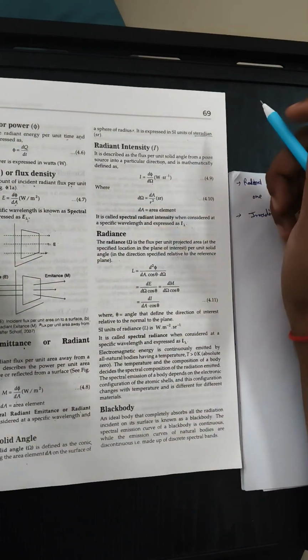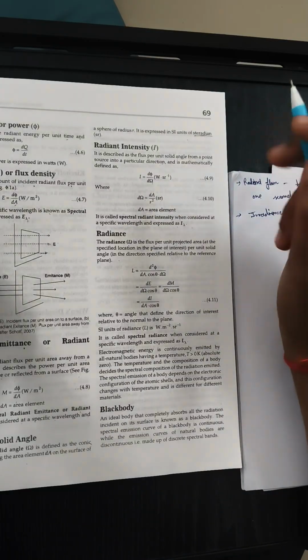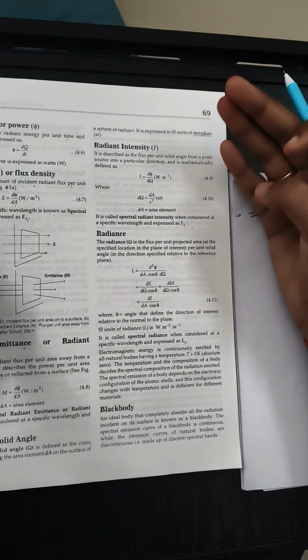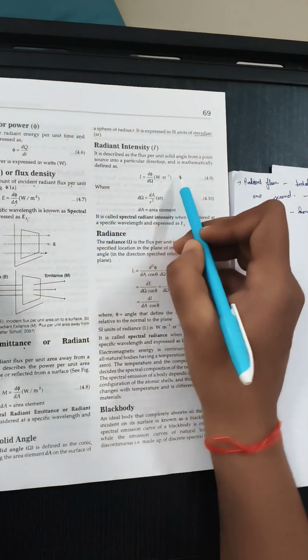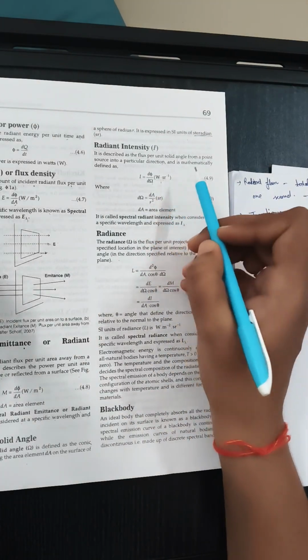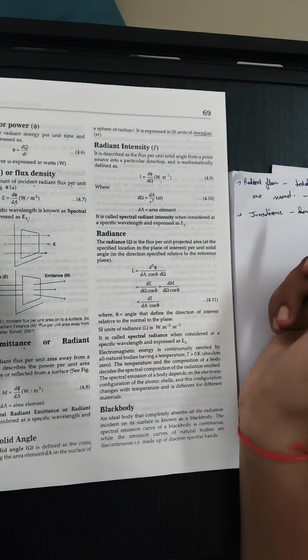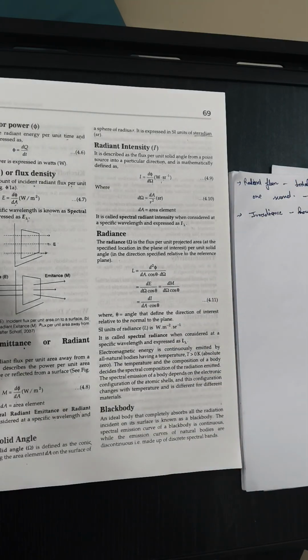So notice that radiance considers three things together. First, area. Second, direction. Third, viewing angle. So that's why radiance is useful for satellites. And what is the SI unit? Watt per square meter per steradian. Watt is watt, and per square meter and steradian. Okay, this is the unit.